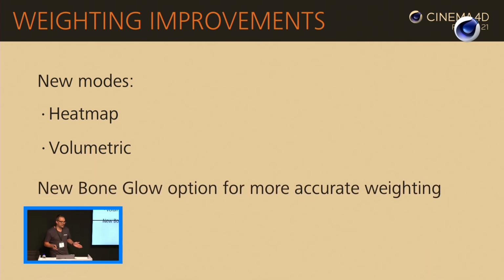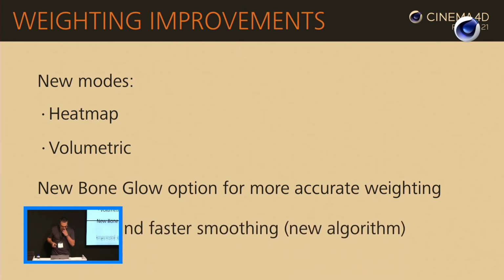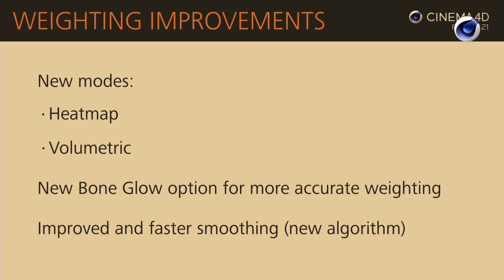We just had to find a nice name for it, bone glow. So it really depends on your scene which mode you choose. You can try out if this or that gives better results. I can already tell you that, for example, volumetric, when you have a part like a character, I also have an example for that later. When you have a character and the arm gets weight, but also the body, because they are very close together, and you don't want that.